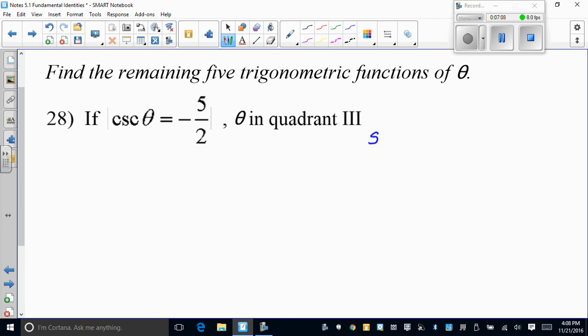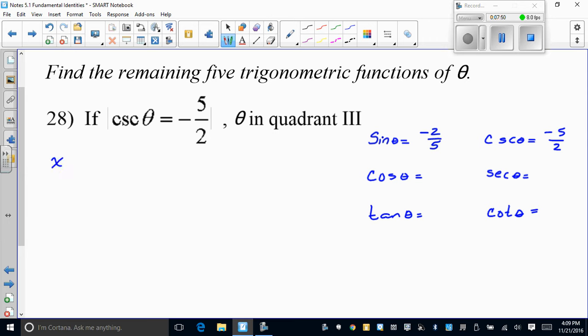We have sine of theta equals, cosecant of theta equals, cosine of theta, which they haven't given to us, secant of theta, tangent of theta, and cotangent of theta. They gave us cosecant, and cosecant is the reciprocal of sine. So negative 5 over 2, which gives us sine to be negative 2 over 5.